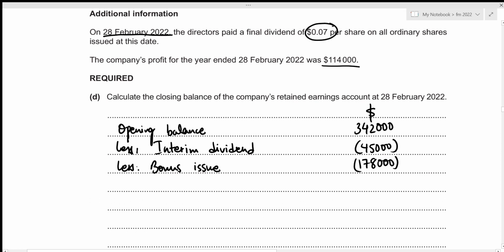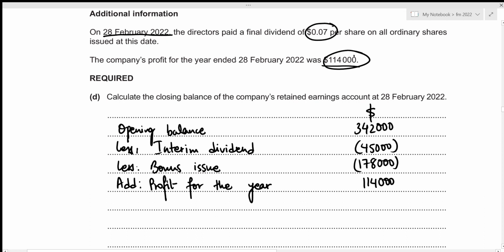Then we are also told that the company's profit for the year ended 28 February 2022 was 114,000. And we know that retained earnings is just the accumulation of profit, which means that this profit for the year should also be added to our retained earnings. So let's add the profit for the year. And this amounted to 114,000.